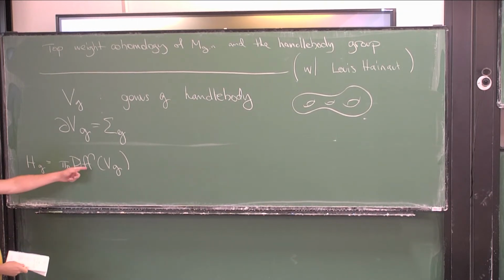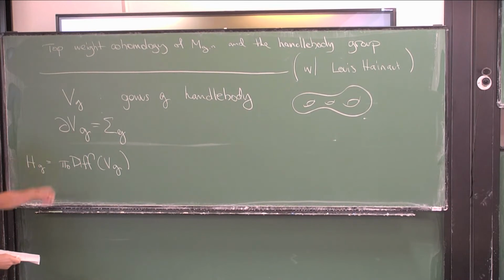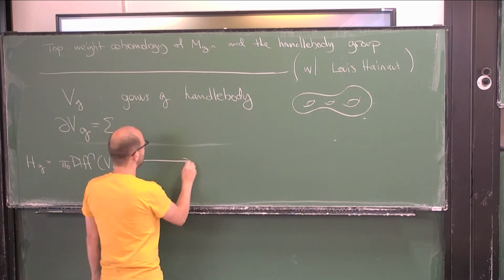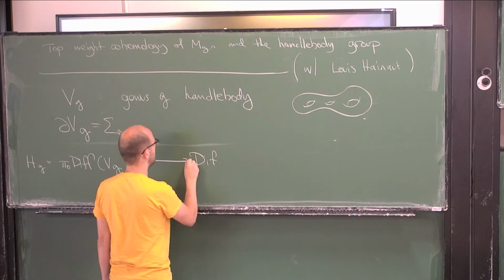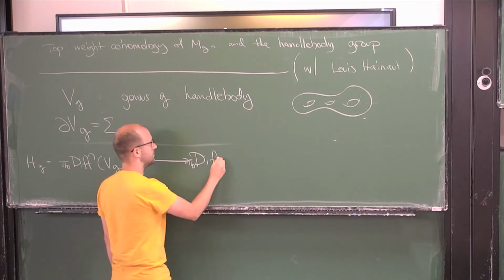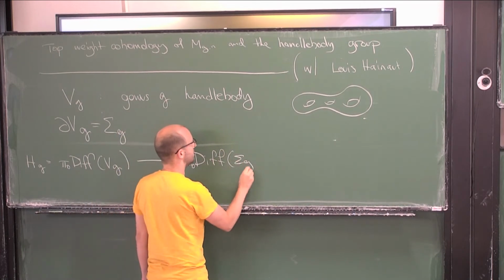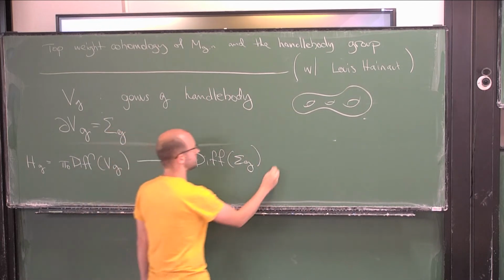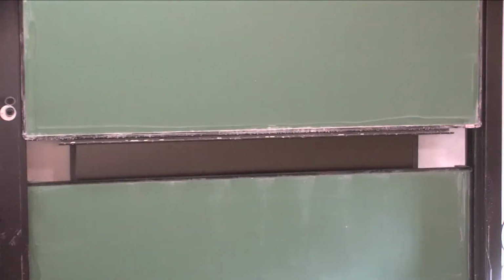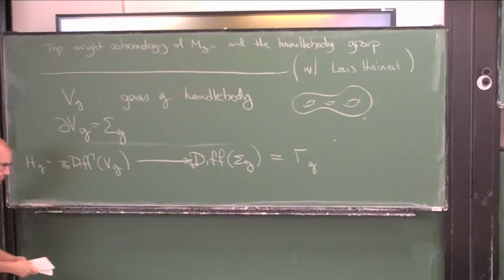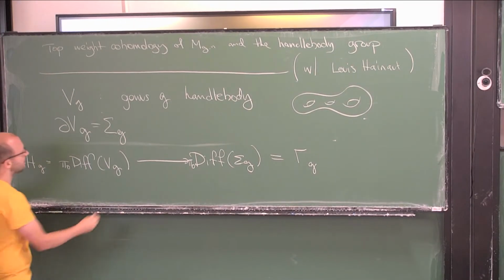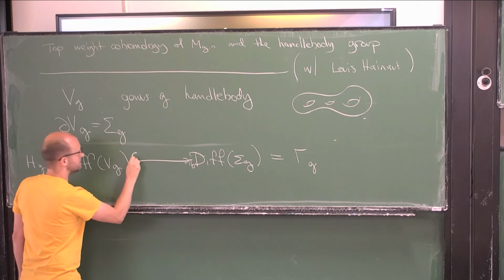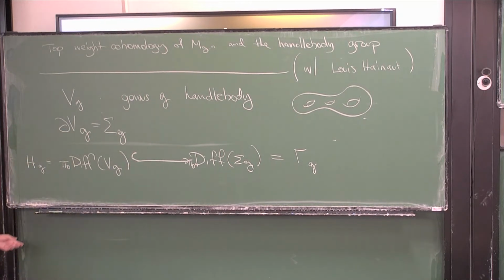And if I have a diffeomorphism of the handlebody, I can restrict it to the boundary, as pi_0 Diff of Sigma_g, and I'm going to use that, Gamma_g, the usual mapping class group of the surface. And this map is in fact injective, so the handlebody group is a subgroup of the mapping class group of the surface.